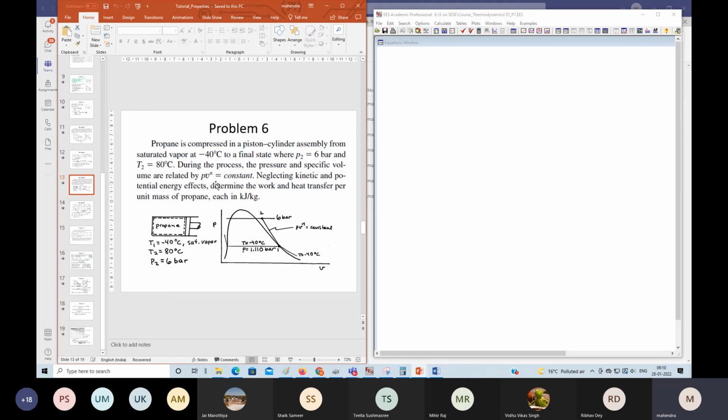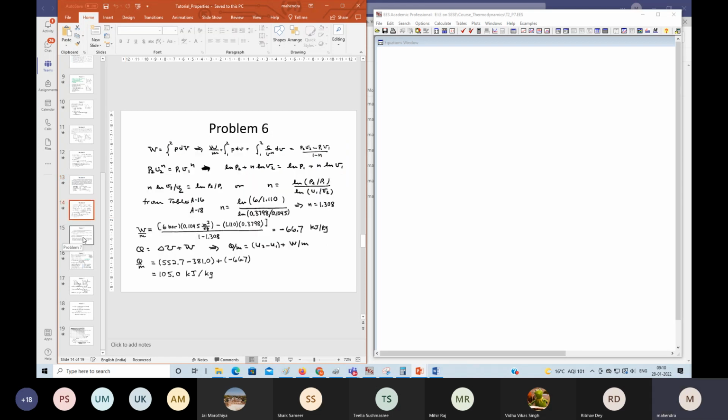You have seen it very well. What is it saying? We have practiced it also. Finally, what you need to find out is the heat transfer.